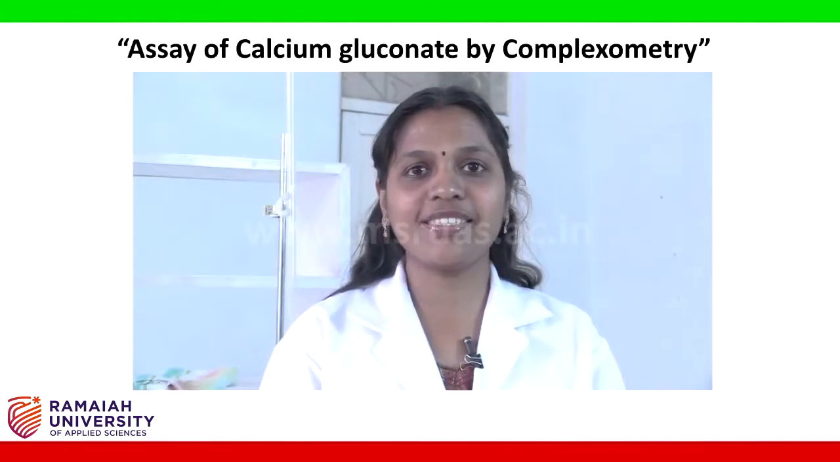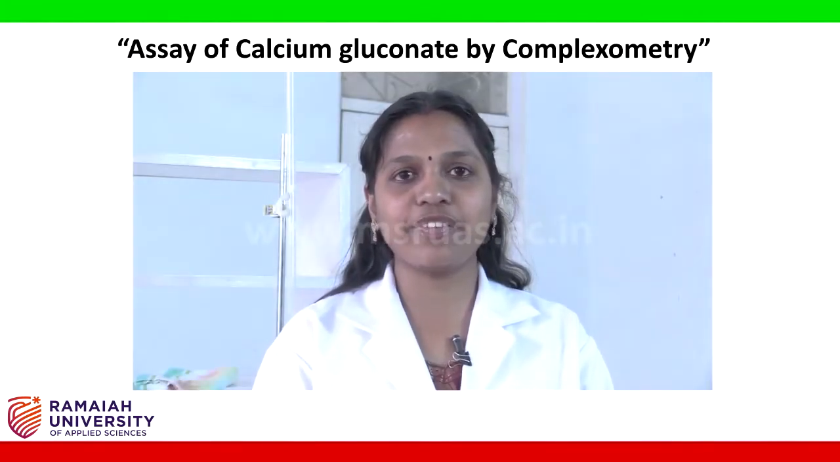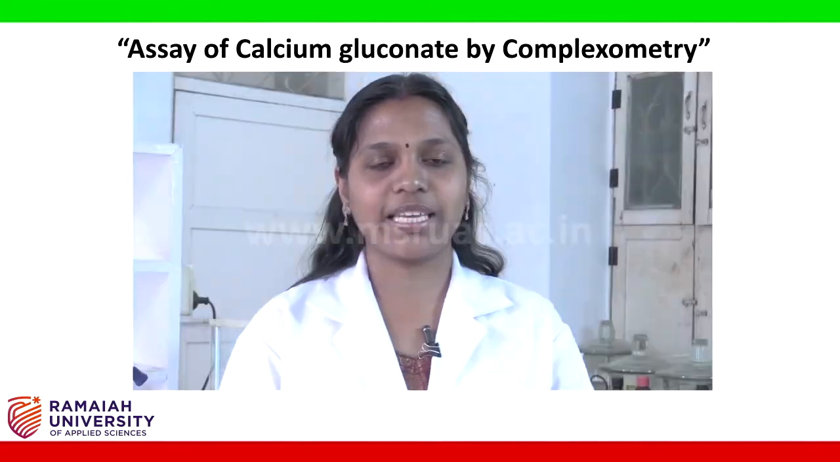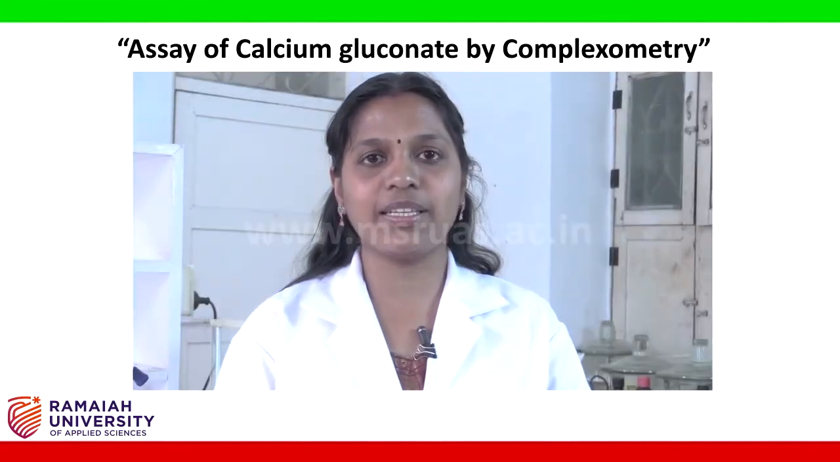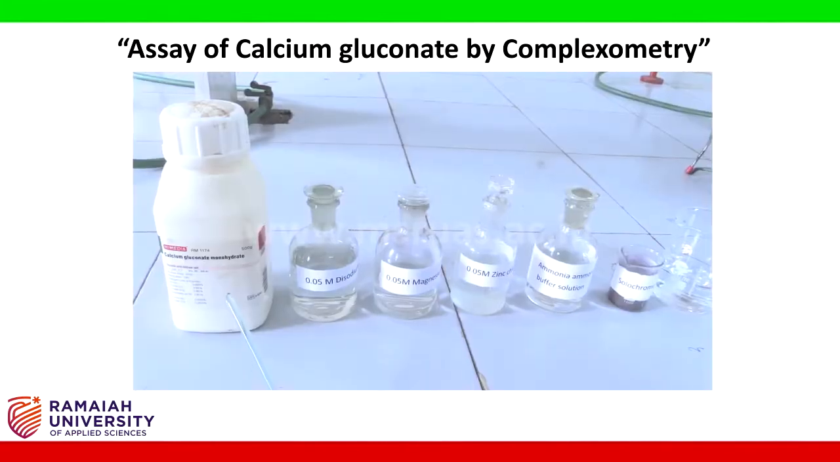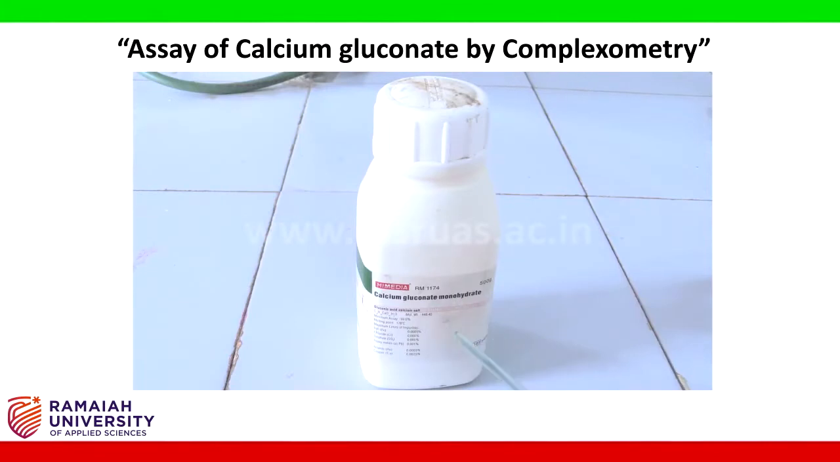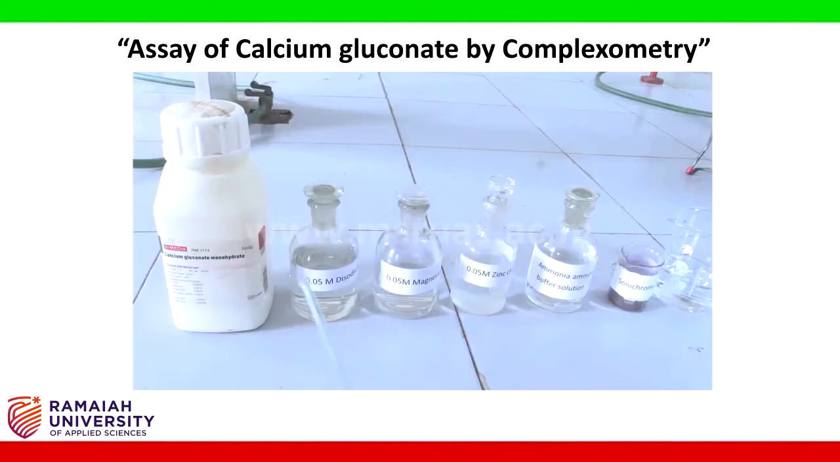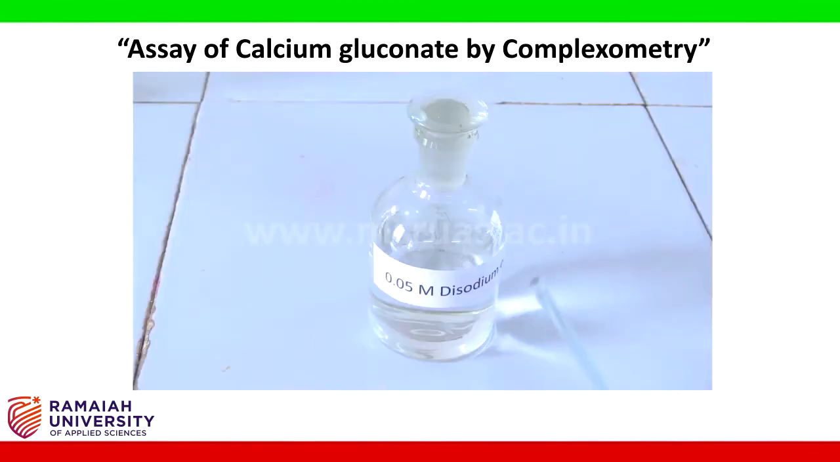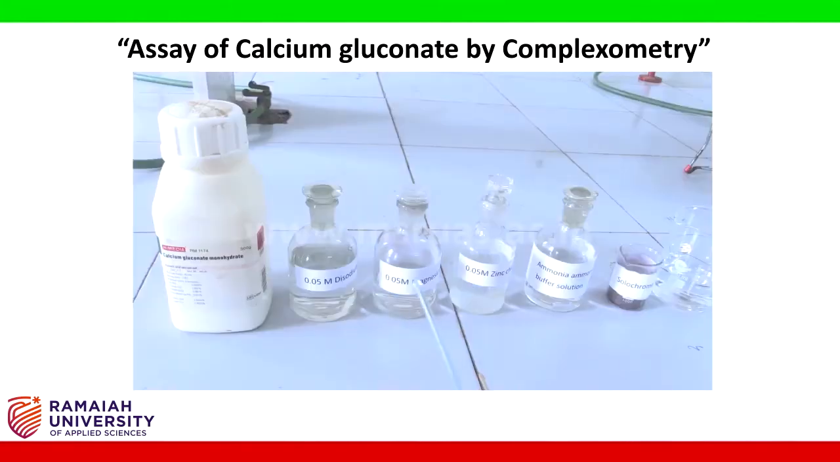Hi students, name of the experiment: assay of calcium gluconate. Aim: to determine the percentage purity of a given sample of calcium gluconate. Chemicals required for this experiment are calcium gluconate, and this is the sample whose percentage purity we have to determine. 0.05 molar disodium edetate, and this is the titrant used for determining the percentage purity of calcium gluconate.